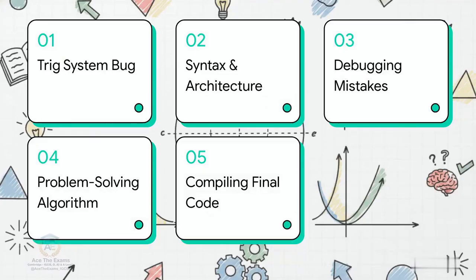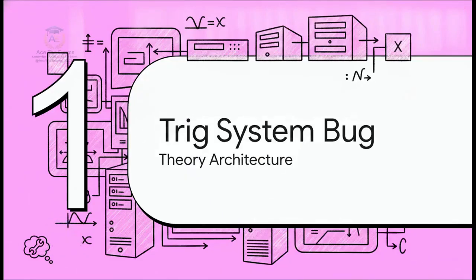All right, so here is our boot sequence. 1. We diagnose the trig system bug. 2. Define the syntax and architecture. 3. Debug examiner mistakes. 4. Map the problem-solving algorithm. And finally, 5. Compile your final code. Okay, kicking things off with Section 1, the trigonometry system bug.